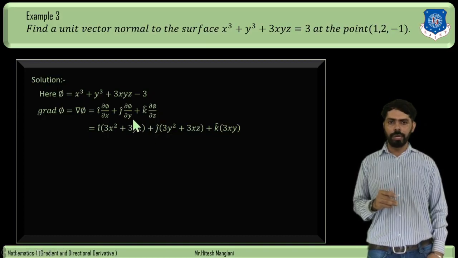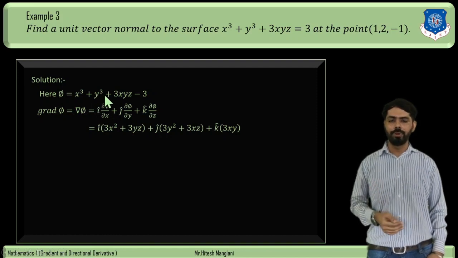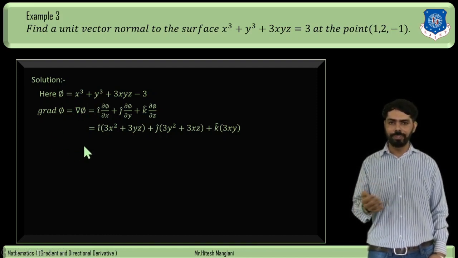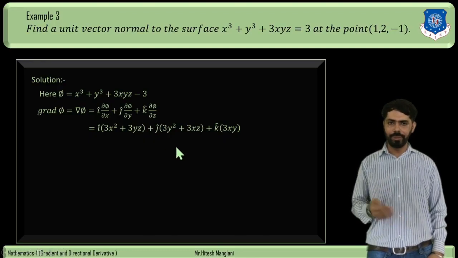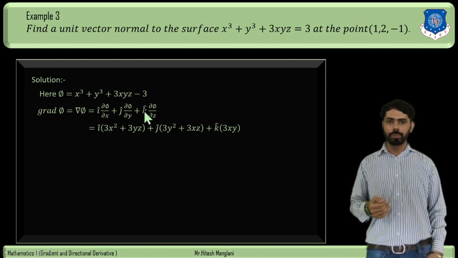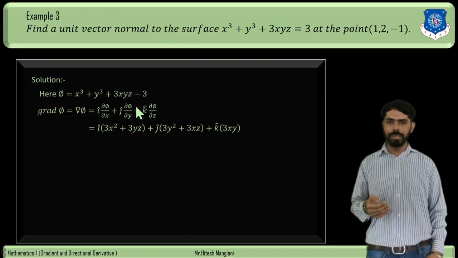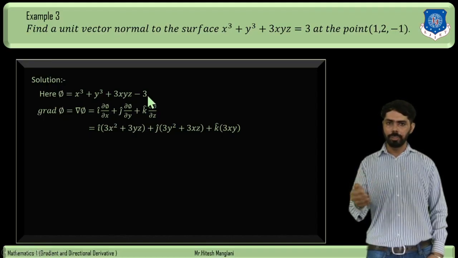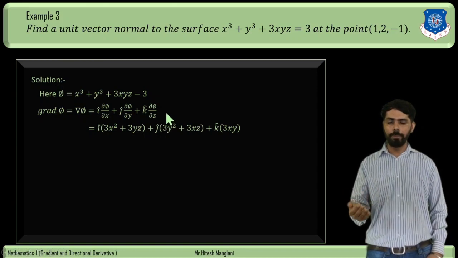Same way, we will find out del phi by del y. That means partial differentiation of phi with respect to y. So if we are finding the partial differentiation with respect to y, then x and z are constant. So here the derivative of the first term will be 0, and the derivative of the second term will be 3y square, because we know the formula that the derivative of x raised to n is n into x raised to n minus 1. So here the derivative of y cube will be 3y square plus 3xz will be as it is, and the derivative of y with respect to y is 1, and the last term is 3, which is constant, so the derivative of that term will be 0.